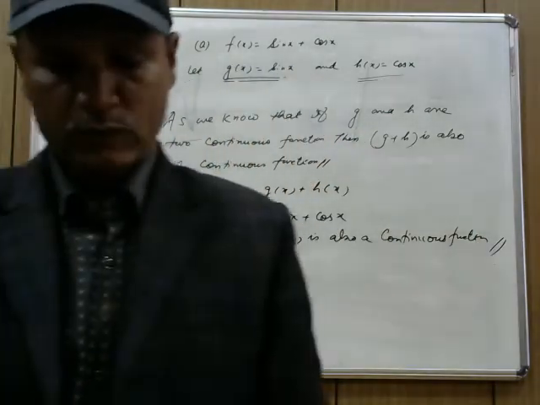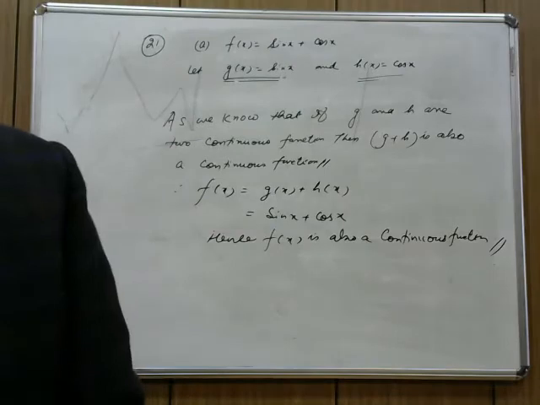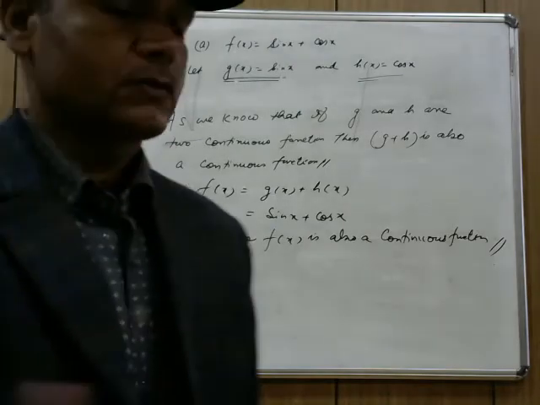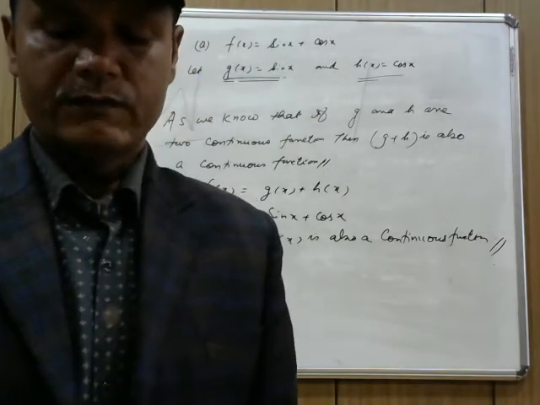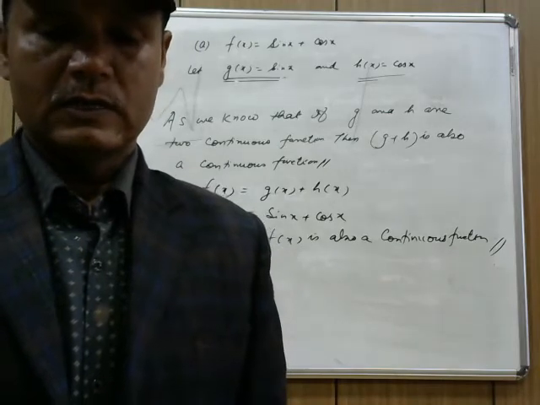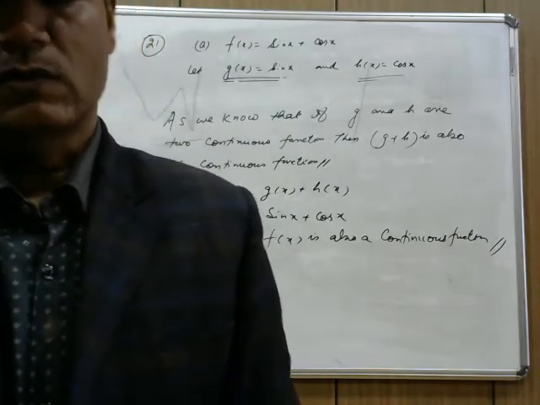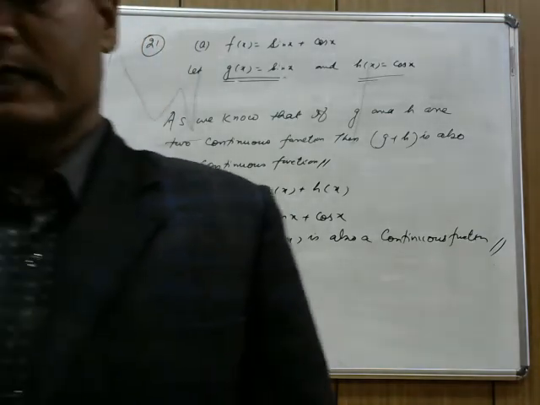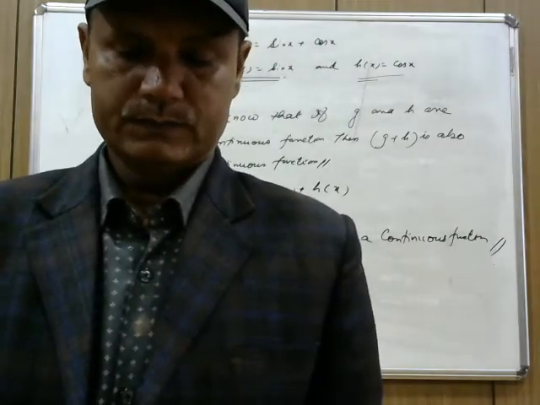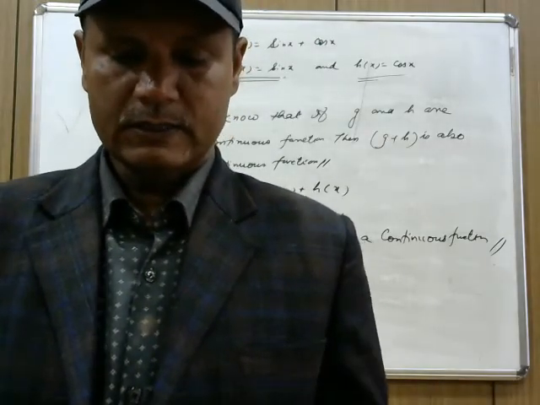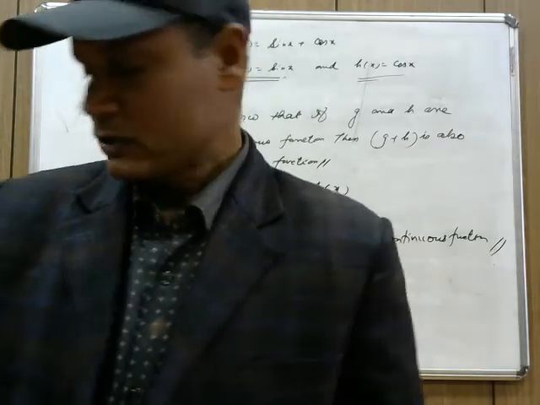Similarly, we know that when f and g are continuous functions, then f minus g is also a continuous function, f into g is also a continuous function, and f divided by g is also a continuous function, provided g is not equal to 0. Right? That's why I think now you can do it. Now question number 23.